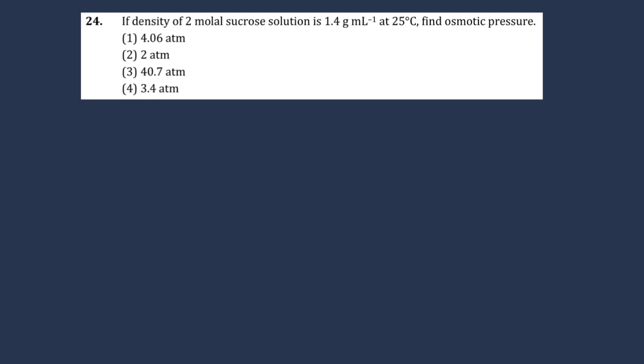Next one. The density of 2 molal sucrose solution 1.4 gram per milliliter at 25 degrees Celsius. Find the osmotic pressure. Then osmotic pressure formula pi is equal to i into M, that is CRT. Then which one solution here? Glucose or sucrose. So osmotic i factor is 1. Then 2 molal they given, but molality they given, that is 2. Then we have to use which one? Molarity. Therefore we have to write here molarity how much.